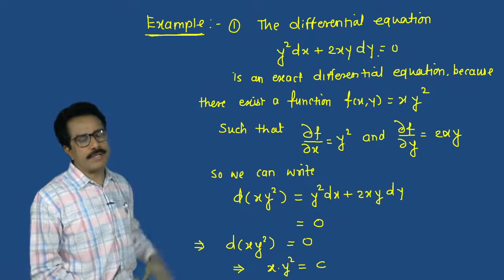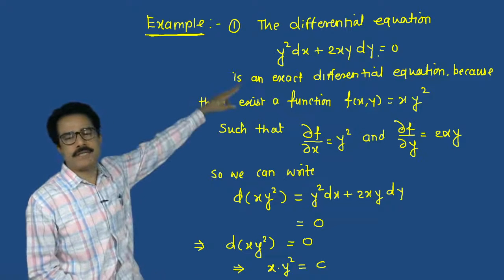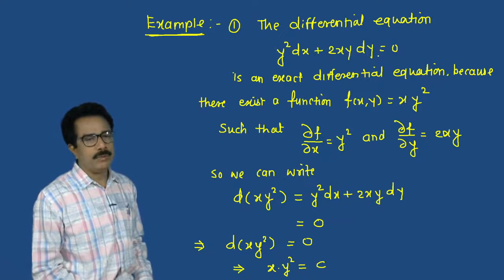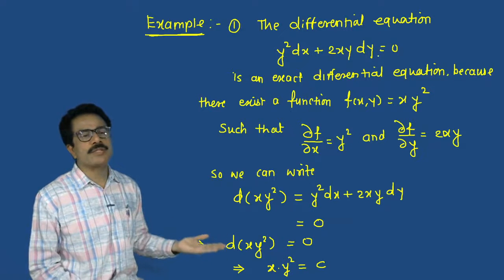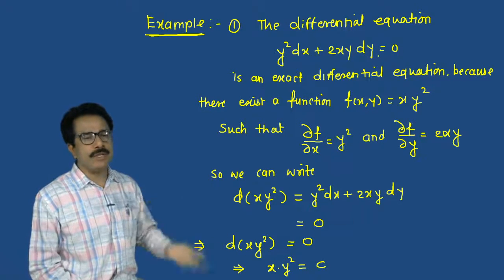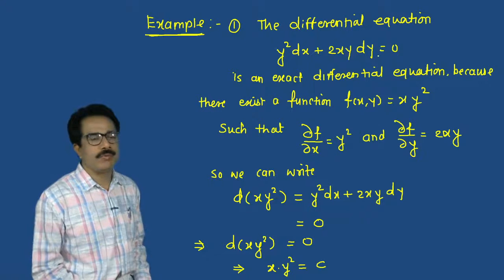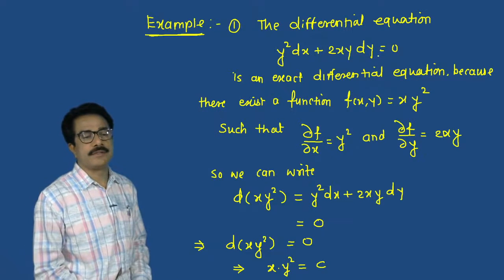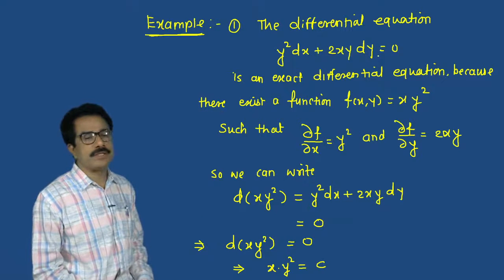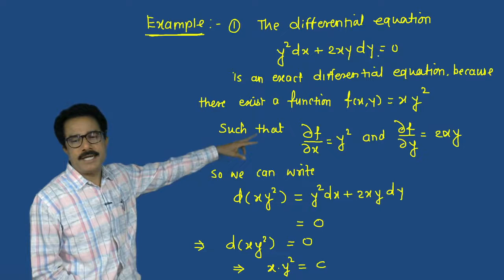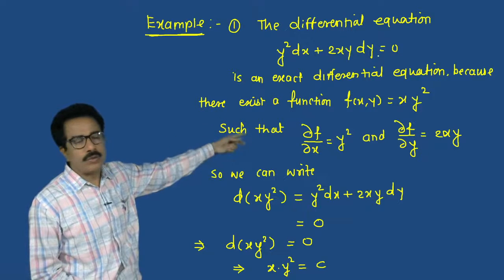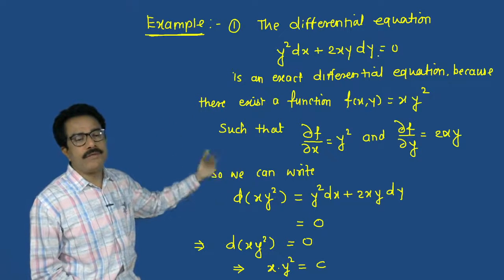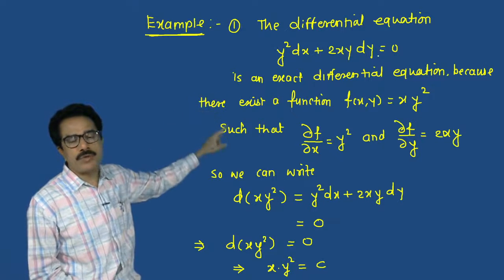The differential equation. Suppose we consider the differential equation y square dx plus 2xy dy equals 0, or we can write y square plus 2xy into dy by dx equals 0. It is an exact differential equation because there exists a function f of x comma y which is equal to x into y square such that for that function we can write dou f by dou x equals y square and dou f by dou y equals 2xy.